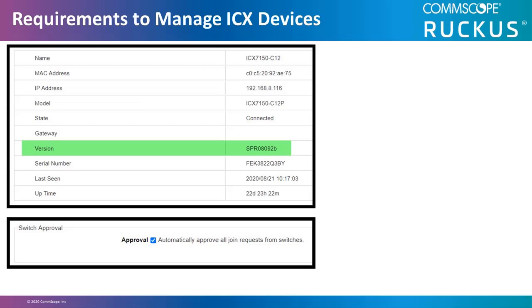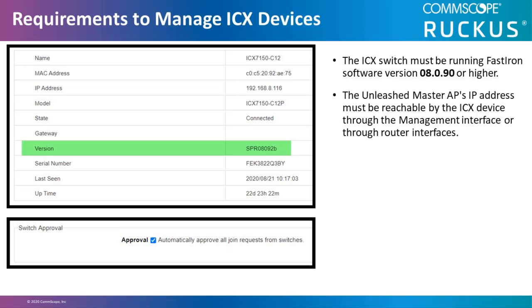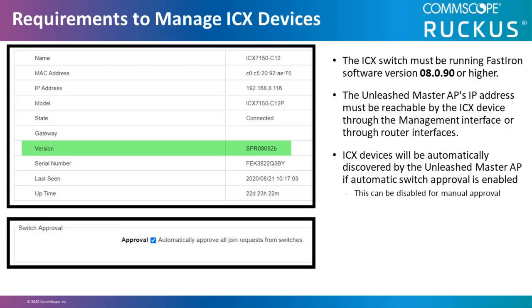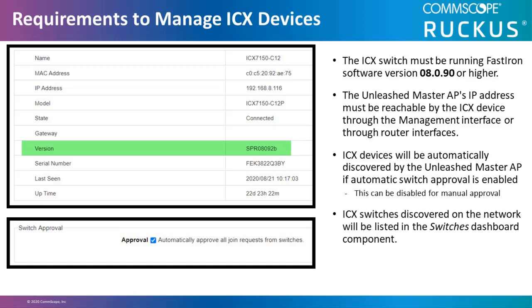What are the requirements to manage ICX devices? The ICX switch must be running FastIron software version 8.0.90 or higher. The Unleashed Master AP's IP address must be reachable by the ICX device through the management interface or through router interfaces. And ICX devices will be automatically discovered by the Unleashed Master AP if the automatic switch approval is enabled, but this can be disabled for manual approval. And all ICX switches discovered on the network will be listed in the switch dashboard component.